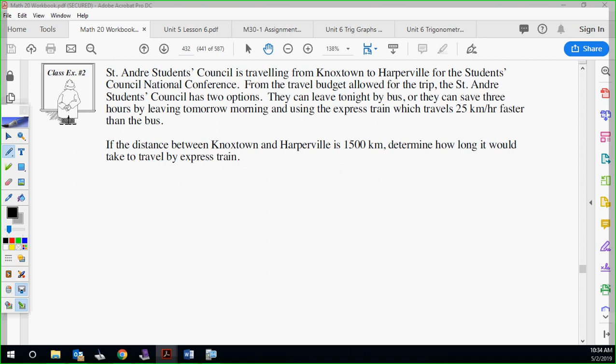So we're trying to figure out how long it would take, so we're figuring out the time for the express train compared to the time for the bus. So we're going to make our distance, speed, time chart, so make your own here. It doesn't have to be perfectly square, it's fine.